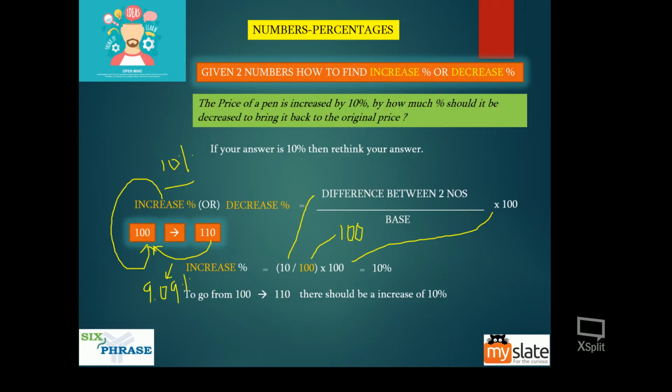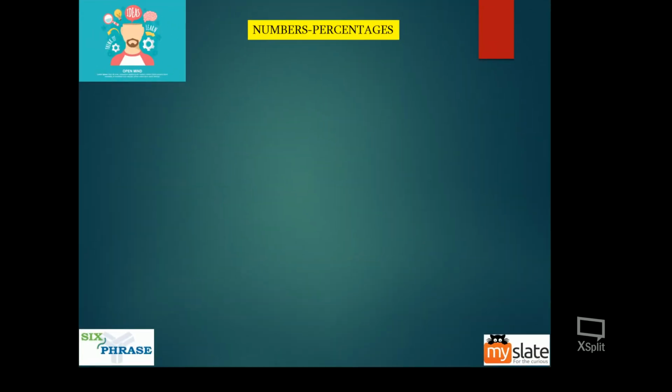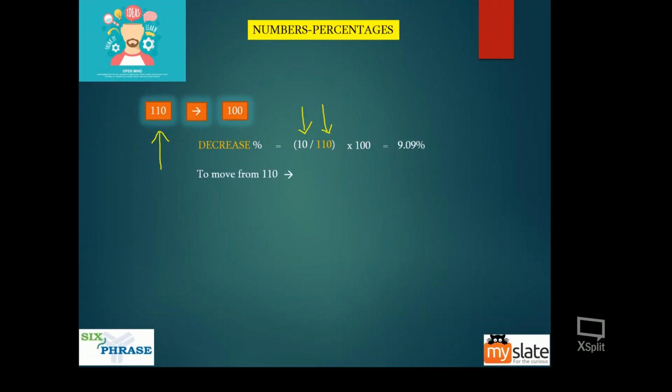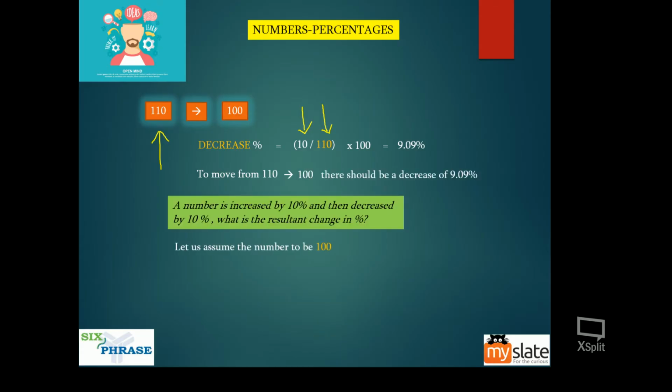So the percentages won't be equal for any two numbers. The increase percentage and decrease percentage will never be equal. So this is one important learning that you must understand. This is the case for all two numbers. In this case, the decrease percentage was 9.09, guys. So the learning that you take is for any two numbers: the increase percentage and decrease percentage will always be different.